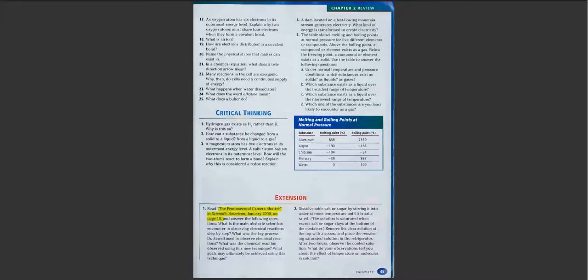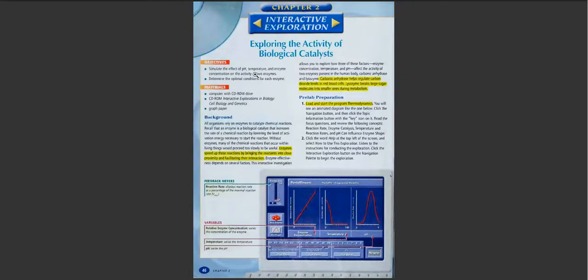Interactive exploration: exploring the activity of biological catalysts. Simulate the effect of pH, temperature, and enzyme concentration on the activity of 2 enzymes. Determine the optimal conditions for each enzyme.